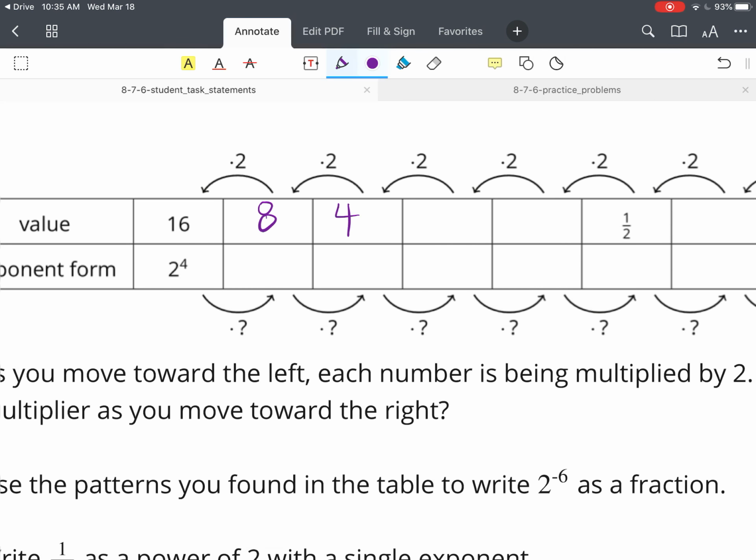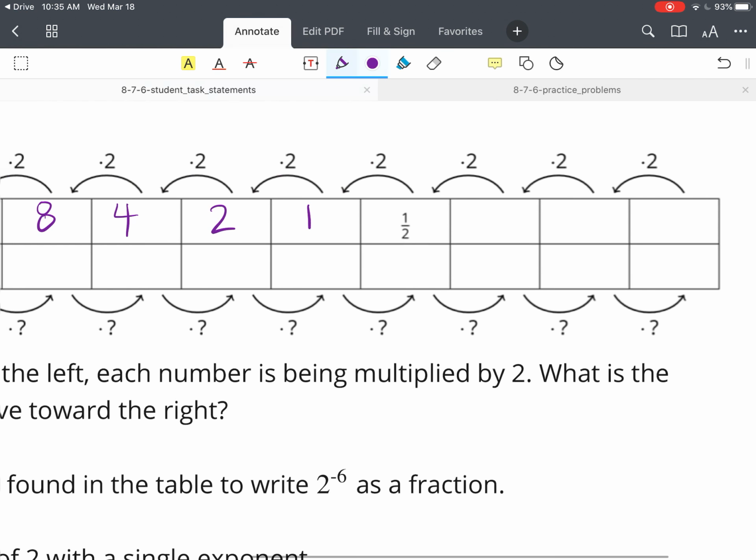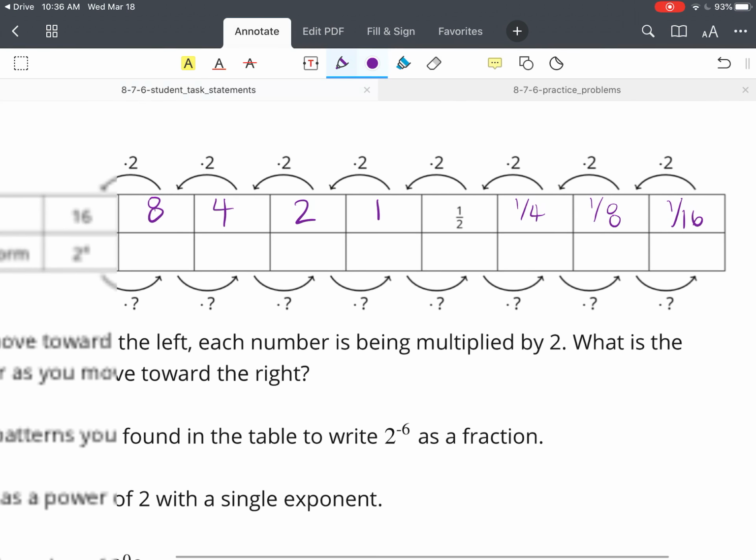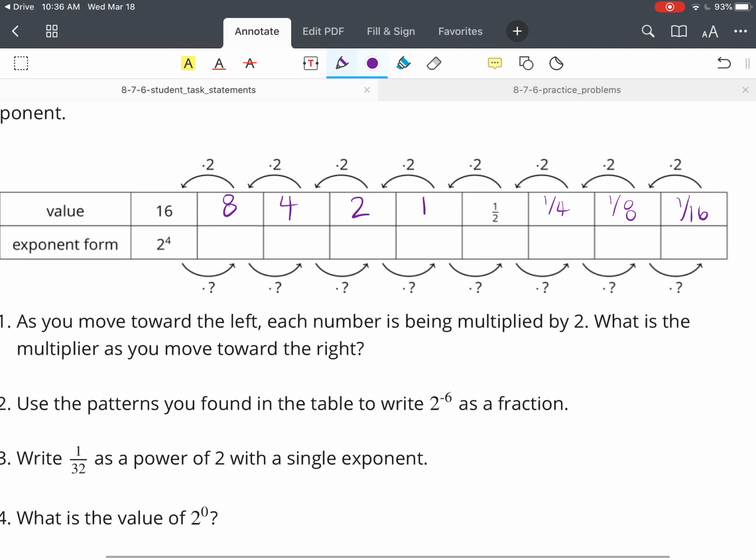Dividing by 2, 4. Dividing by 2, 2. Dividing by 2, 1. 1 divided by 2 is technically 1/2. 1/2 divided by 2 is 1/4. 1/4 divided by 2 is 1/8. 1/8 divided by 2 is 1/16. And so on. If you notice, the denominator is doubling, but also, it's just the same thing as what we had, except it's in fractional form.